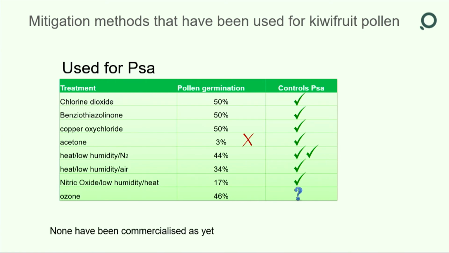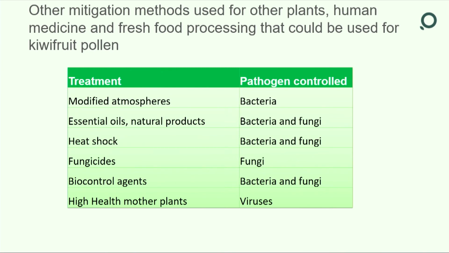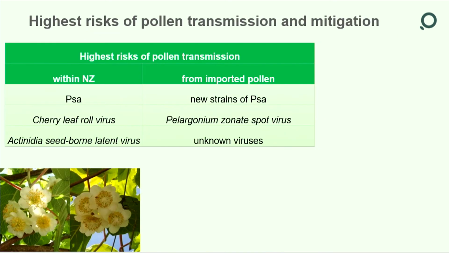However, none of these treatments have been commercialised as yet. And we do know that ozone can be used to treat pollen, but we're not sure what the efficacy of it is against PSA. Other mitigation methods that have been used for other plants, human medicine and fresh food processing that could be used for kiwifruit pollen include modified atmospheres, essential oils and natural products, heat shock, fungicides, biocontrol agents, or high health mother plants.